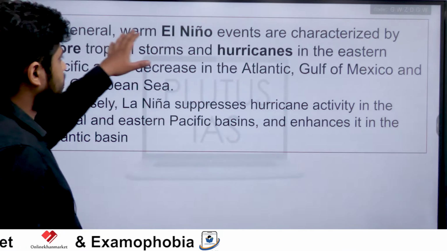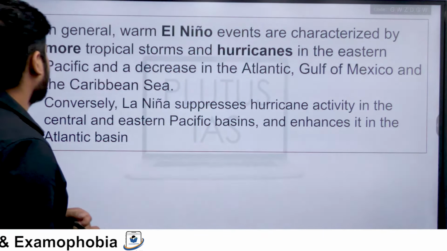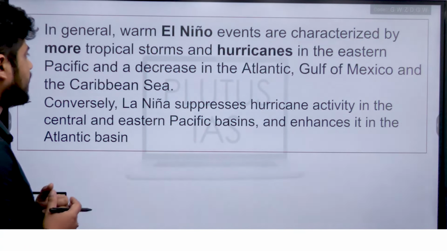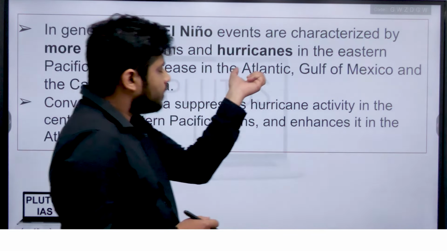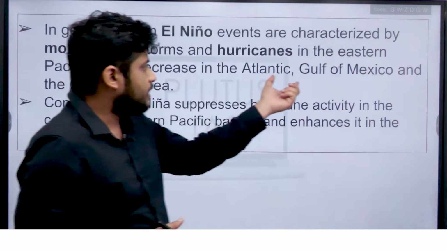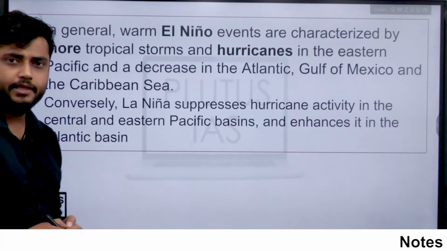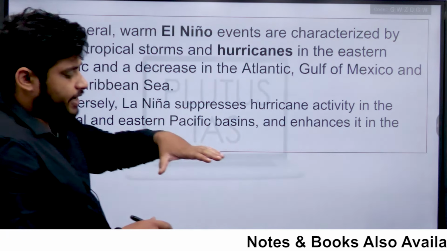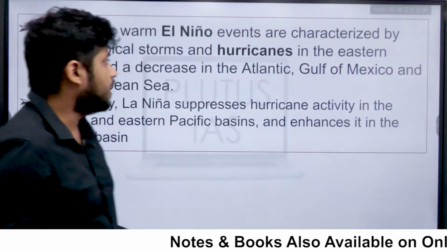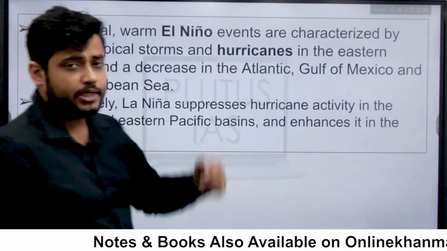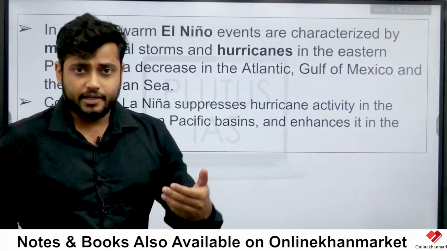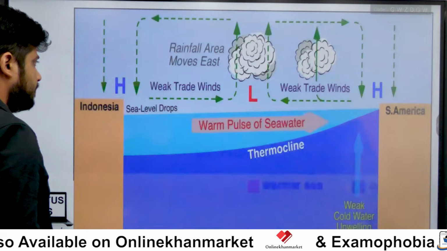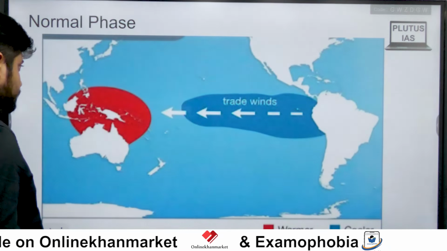Moving ahead. In general, the warm El Nino events are characterized by more tropical storms and hurricanes in the Eastern Pacific and a decrease in the tropical storms in the Atlantic and Gulf of Mexico region and in the Caribbean Sea. So during the El Nino year, we are having warmer sea surface in the central and eastern part, so the frequency of the tropical storms and hurricanes increases in the eastern part of the Pacific Ocean. Let me show you this on the map. Okay, we can show it here.